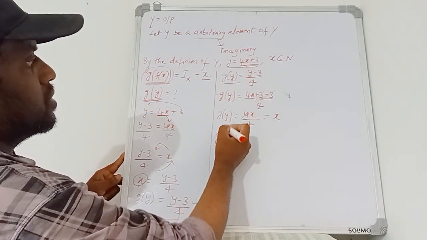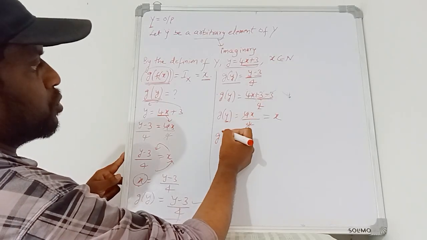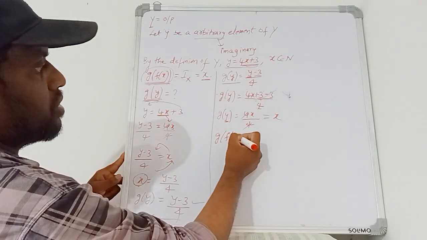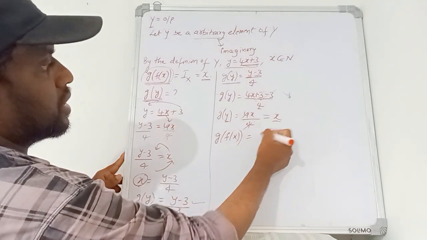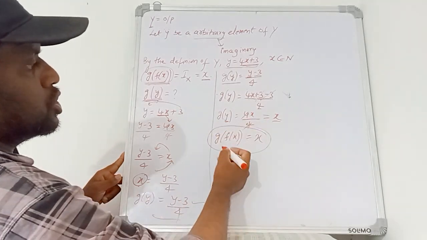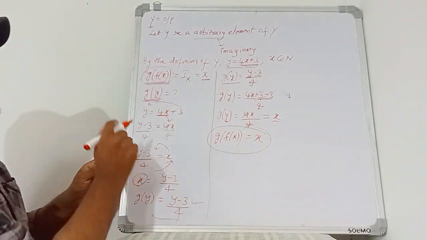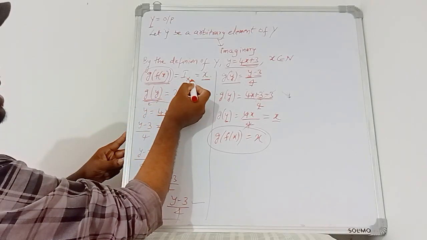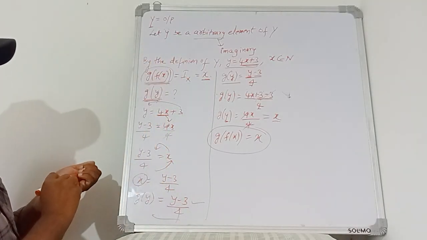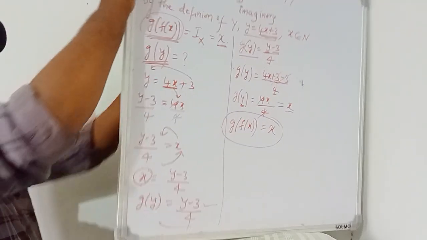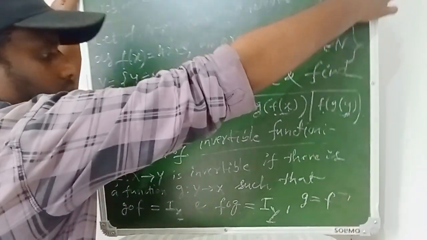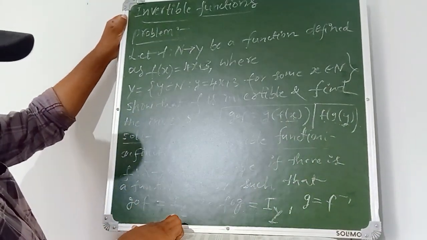Okay. Now y and f of x are both the same. In place of y I am writing f of x, that is equal to x. So g of f of x is equal to x, that is Ix equals x. So we have proved one condition. See, this condition is proved.